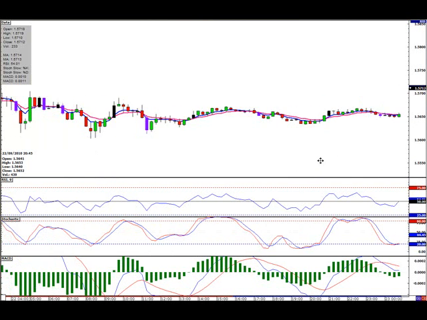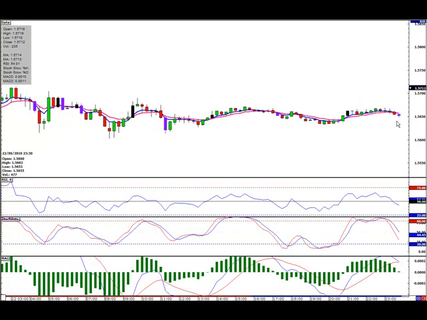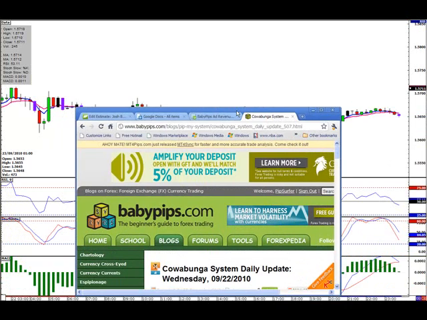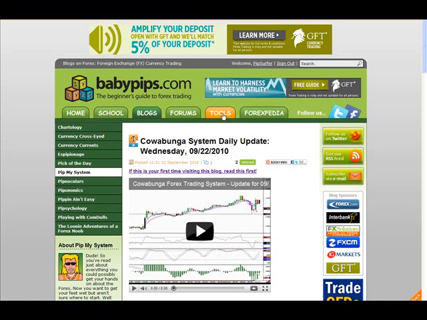But now I'm on my 15-minute chart, and this is where I take my entries. But I'm going to move this back to before midnight, and this is what my chart looked like before I started trading. But before I start trading, I do want to take a look at my news events for the day. And so we just want to go to babypips.com, click on this Tools tab.